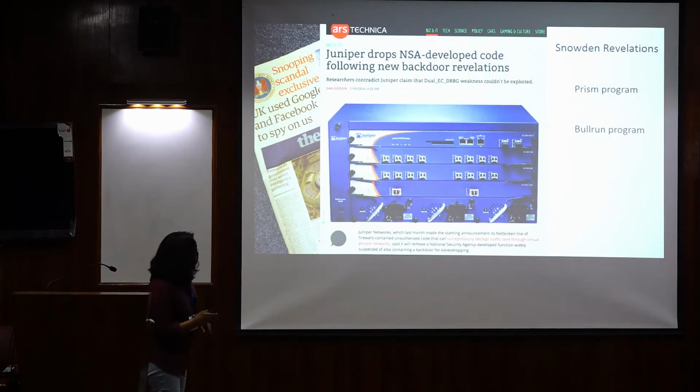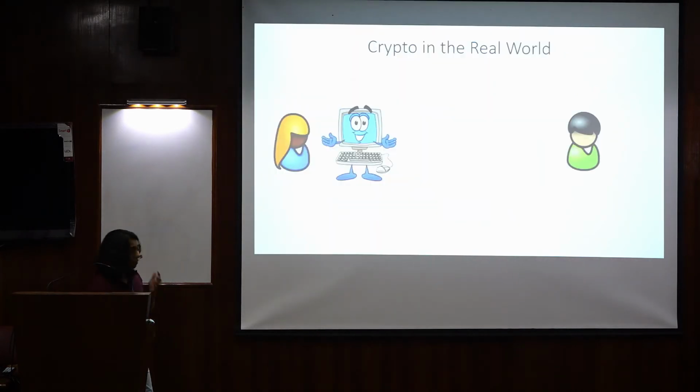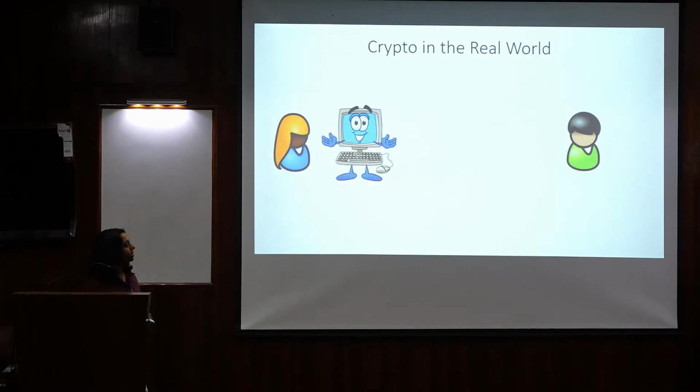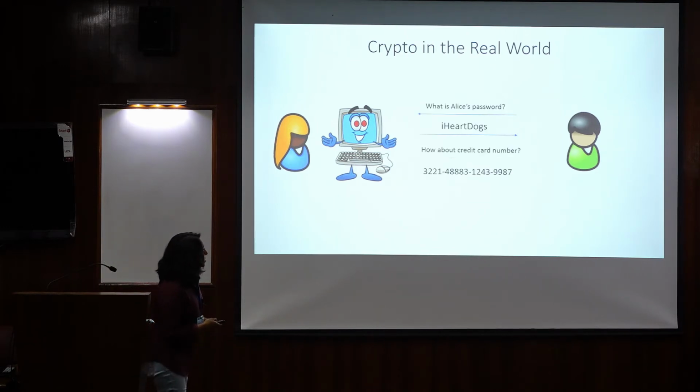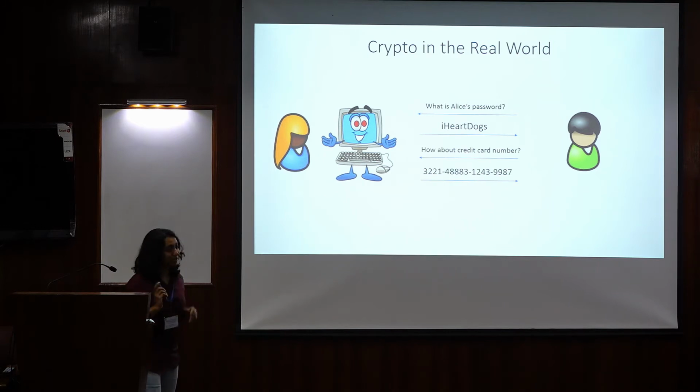And later it was also revealed that a lot of deployed Juniper devices were indeed backdoored, using the Dual EC DRBG random number generator. So what do we want to do? We really want to design protocols in the real world where the computer is not really trusted to implement what we really wanted to implement. For instance, Bob could ask, what is Alice's password? And the computer could tell it, and then Bob could ask, oh, give me the credit card number, please. And the computer could indeed give it to Bob, and Alice wouldn't know.